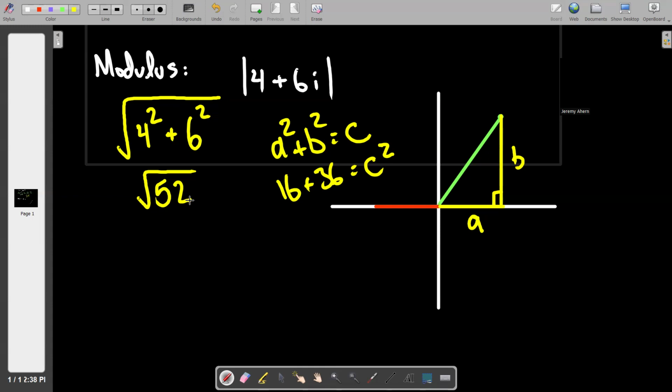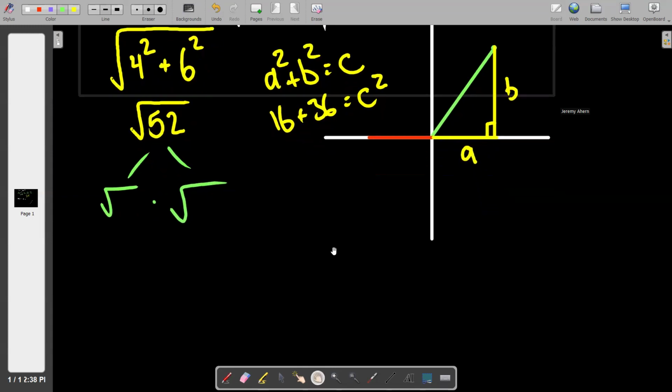So cool. So we're going to make a little tree, if you remember this, simplifying radicals. So we could take the square root of something times the square root of something. What two numbers multiply to make 52 that we care about? 2 and 26 won't help us. What are they? Yeah, 4 and 13. Good. So we go 4 times 13. What's the square root of 4?